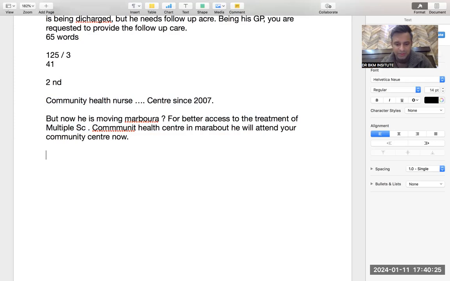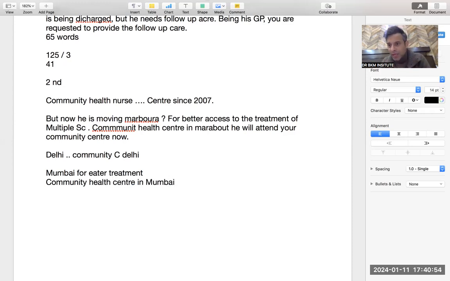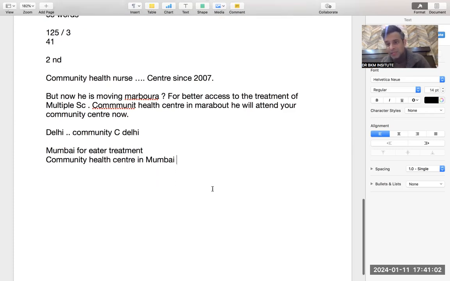Now let me give you an example. Suppose the patient was living in Delhi, attending the community health center in Delhi, but now the patient is moving to Mumbai, for better treatment of multiple sclerosis. So would he come from Mumbai to Delhi for the community health center? No, he will attend the community health center in Mumbai. That is how simple this understanding is. Why would he come from Mumbai to Delhi every day for a community center when the main purpose is multiple sclerosis? His main disease is multiple sclerosis.